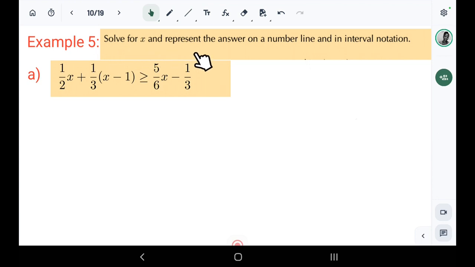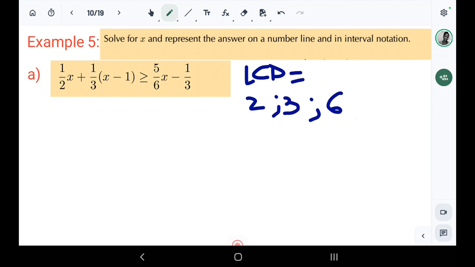Now, example 5, solve for x and represent the answer on a number line and in interval notation. All right, let's go. On this one, we have a fractional inequality. Like we would deal with a fractional linear equation, the first thing you do is find the lowest common denominator. Very important. What is the LCD? The LCD between 2, 3, and 6 is simply 6. And what you do now is you multiply each of the fractions by that LCD.